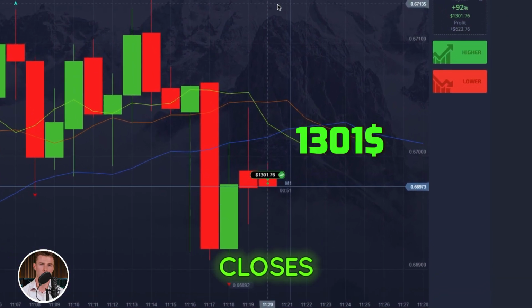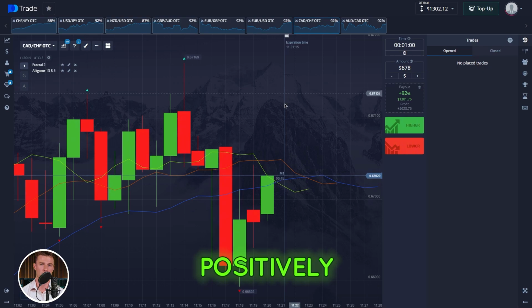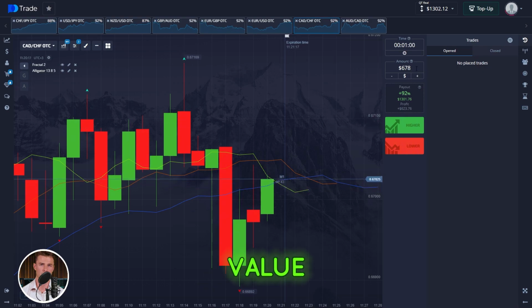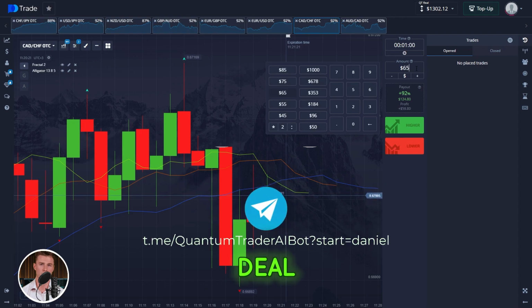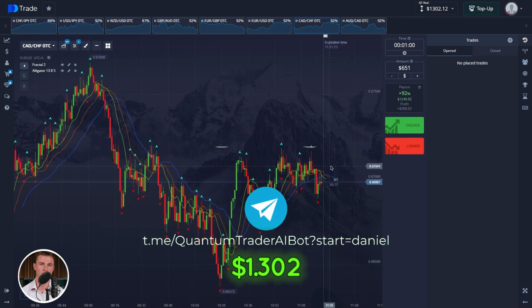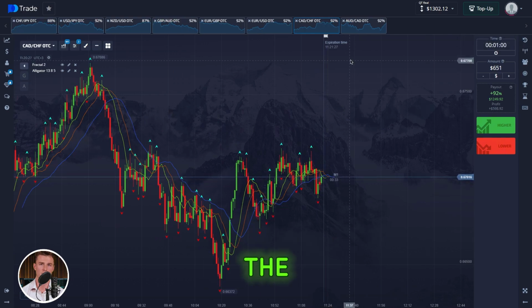And another deal closes in the plus. We opened the deal in time, and the opening level fixed it positively. Let's change the amount of the deal. Put 651 and open a deal for the amount of $1,302. Let's proceed and pick up the next currency pair.